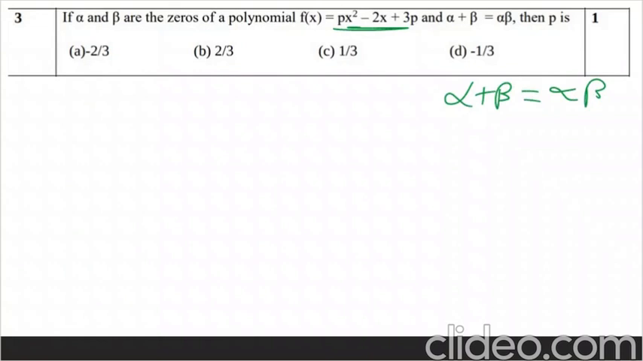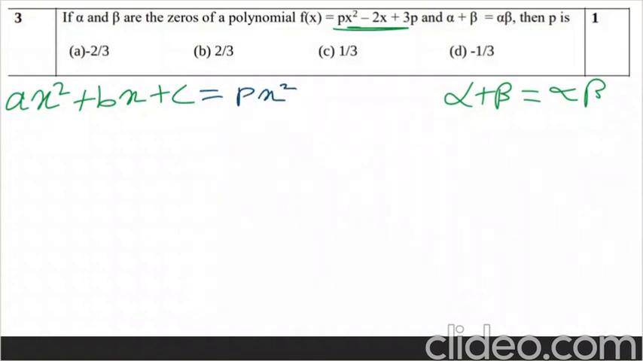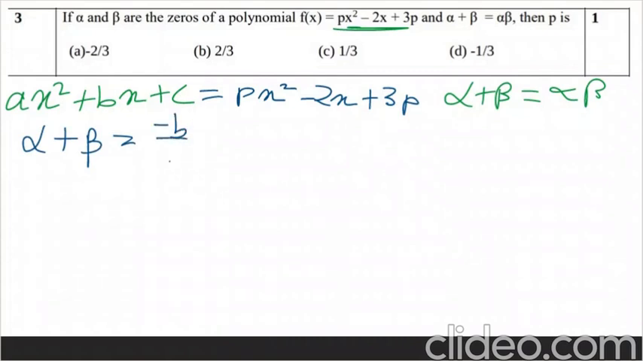Now, what is the standard form of quadratic expressions? x square plus bx plus c. See, this is a quadratic equation. Now, if I want to write it, it's in the form of px square minus 2x plus 3p. This is what your thing is, isn't it? Now, what is given? First one, alpha plus beta will be what? As per your polynomials, it will be minus b by a, coefficient and all, right? Minus b by a I'll do.